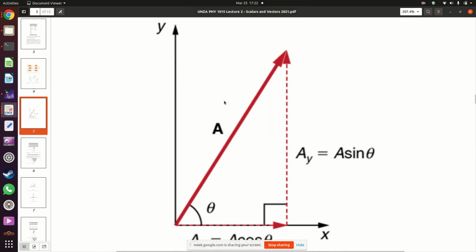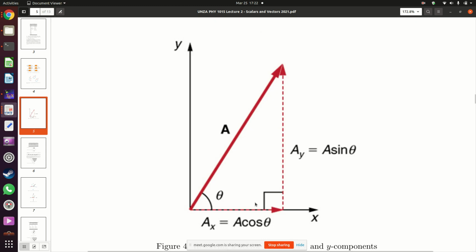So here we have a vector A. As you can see, this is vector A. It has got a certain size and it's pointing in this direction. And we also have the directions we're interested in. We're interested in this direction, the x-axis. We want to find out how much vector A is along the x-axis. We also want to find out how much vector A is along the y-axis.